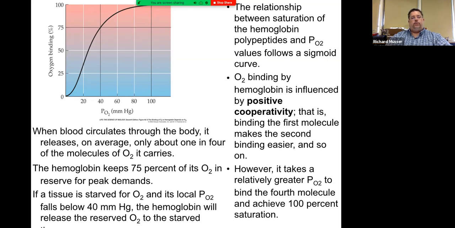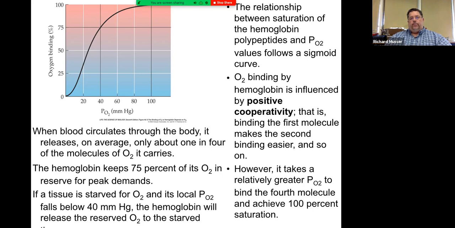So again, the take-home message is the hemoglobin holds on to most of the oxygen until the tissues or the fluids themselves, because remember, blood plasma is considered a liquid tissue. When that oxygen level in the fluid part dissipates low enough, that's the only time the oxygen hemoglobin will release its oxygen.